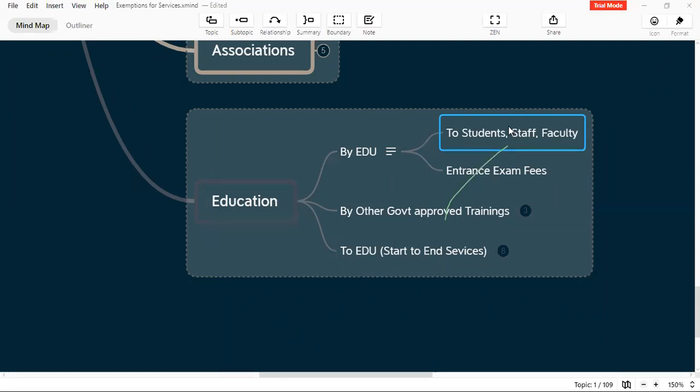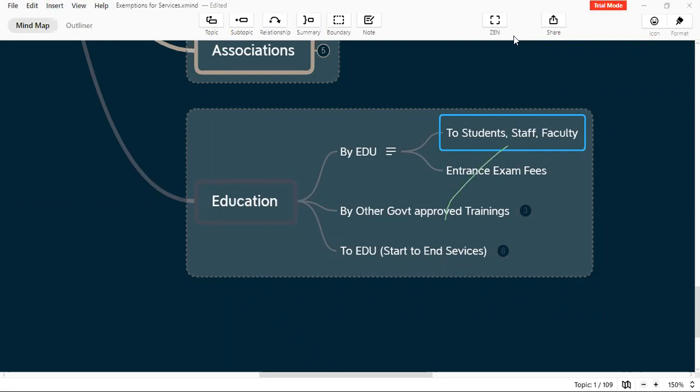What do you think? Whether the placement fees which they are collecting are taxable or exempt? You can put your answer in the chat box. Is it taxable or exempt? Placement fees they collect, is it taxable or exempt? So Guru Priyan has answered it's taxable. Ravichandran has answered it's exempt.